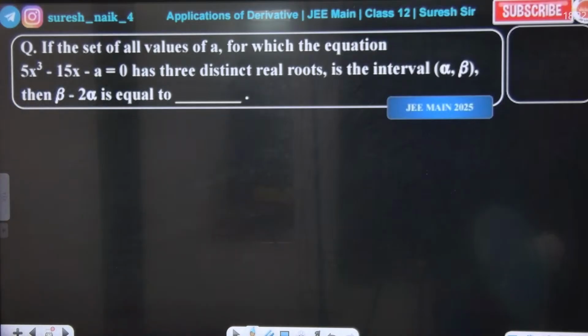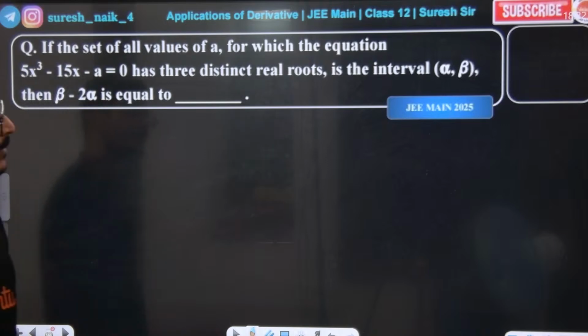Set of all the values of a for which the equation has three distinct real roots in the interval alpha beta. What do you mean by three distinct real roots in the interval alpha beta? How to deal with this? Beta minus 2 alpha is what they are asking us to find. Correct or not? Beta minus 2 alpha.